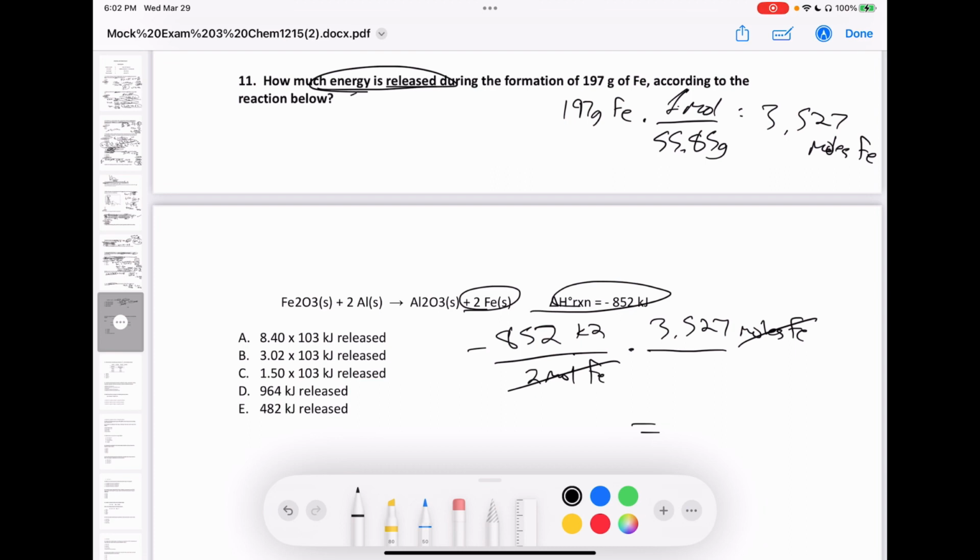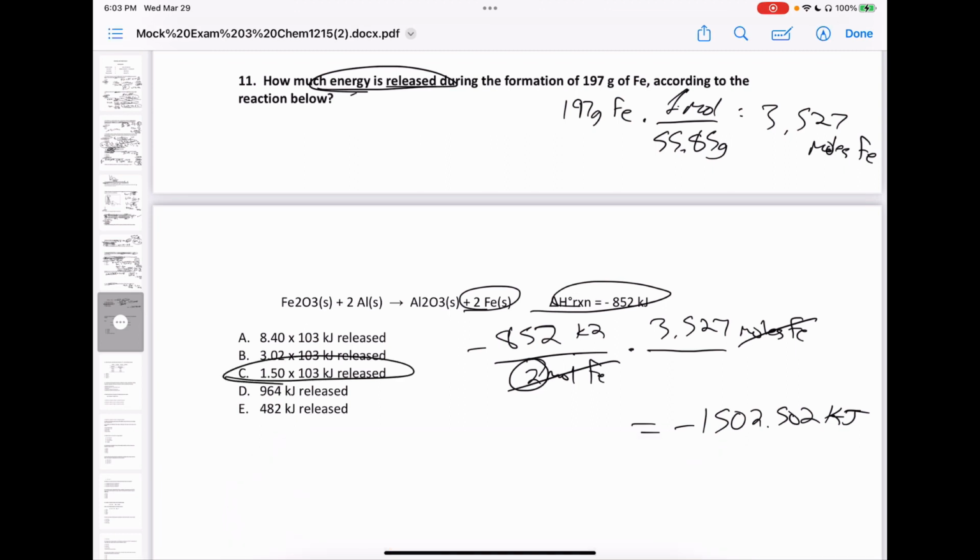Then you multiply negative 852 times 3.527 divided by 2, because there's still this 2 on the bottom. You get negative 1502.502 kilojoules of heat that were released, which is choice C, just not in scientific notation.